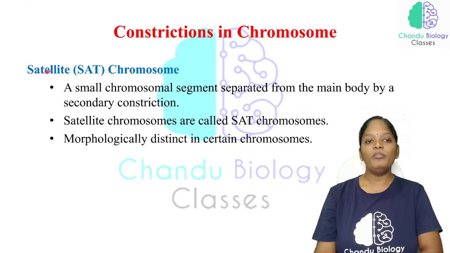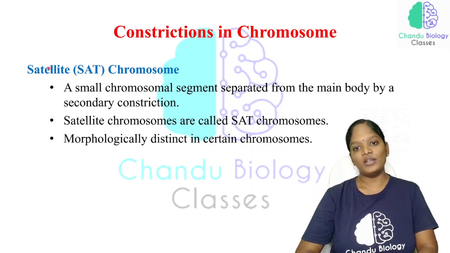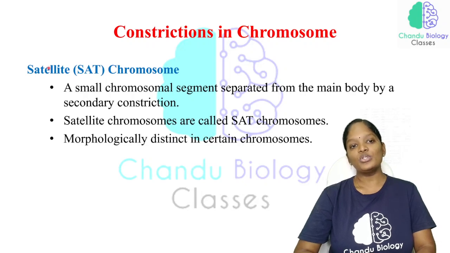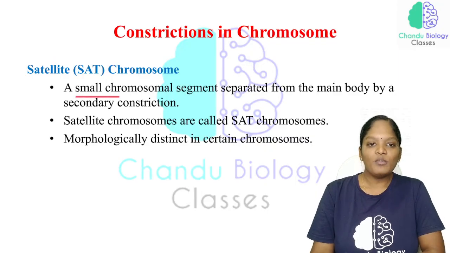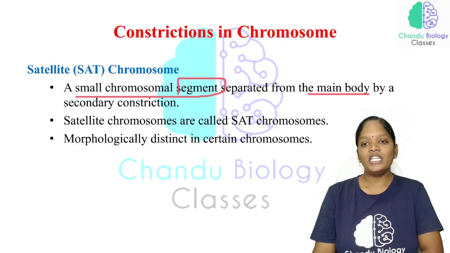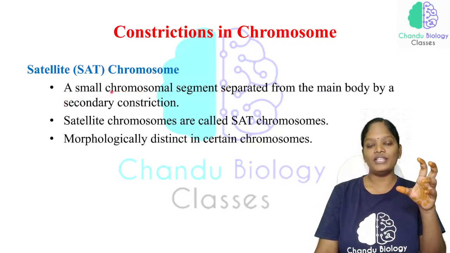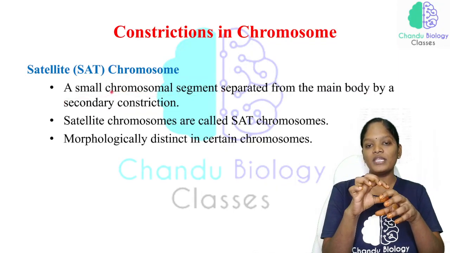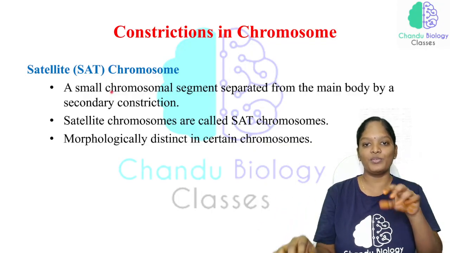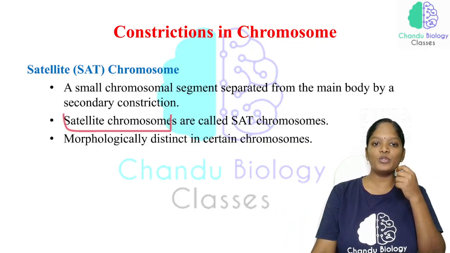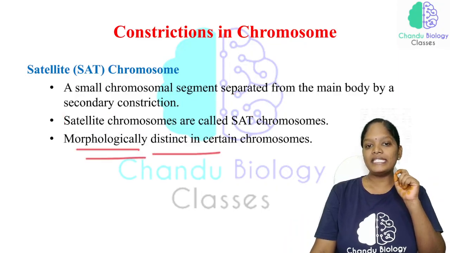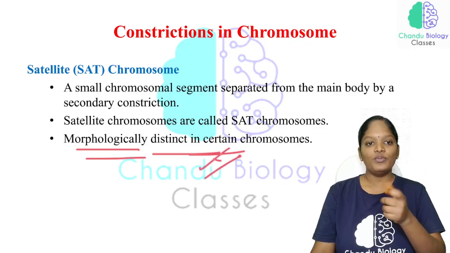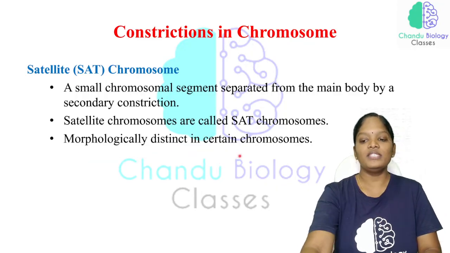Besides these primary and secondary constrictions, you should know what is meant by the satellite chromosome, that is, the SAT chromosome. See here, a small chromosomal segment separated from the main body by a secondary constriction. Through the secondary constriction, a small part of the chromosome segment is separated from the parent chromosome, and that satellite is called the SAT chromosome. It is morphologically distinct in certain chromosomes. We are going to discuss the function of the SAT chromosomes.